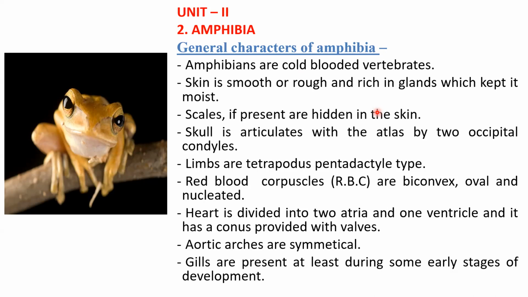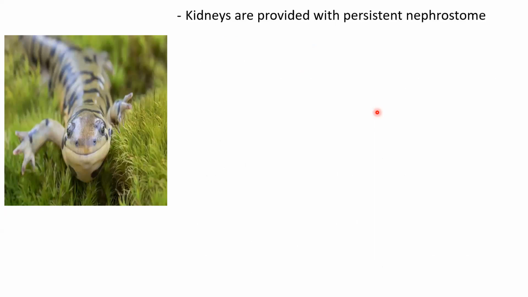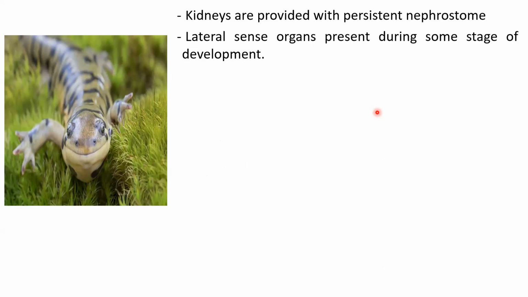Then the kidneys are provided with persistent nephrostome, and lateral sense organs are present during some stage of development. So, kidneys with the persistent nephrostome. As you know, nephrons play an important role in the filtration of blood. It is called the functional unit of the kidney.